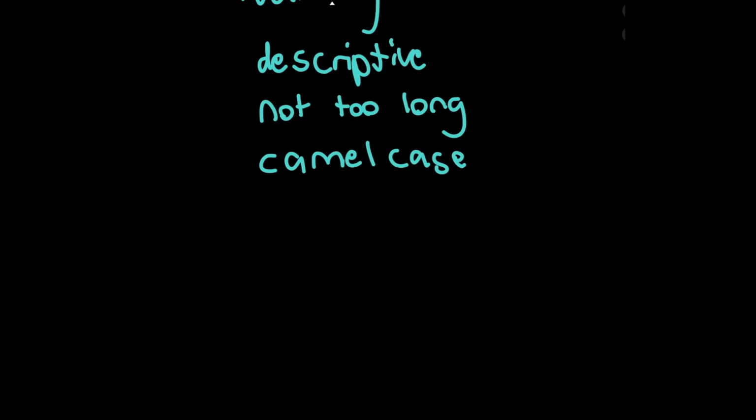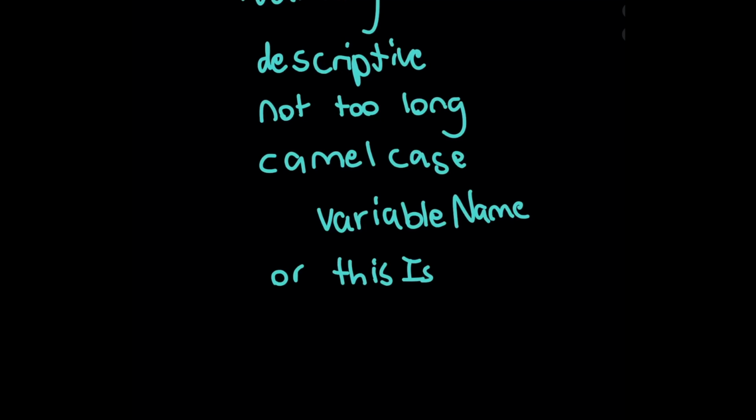An example of camel case would be like this. The variable name would be thisIsTheName. The first word, the T, is not capitalized. The second, third, and fourth, the first letters in all of them are capitalized, which makes it a camel case example.